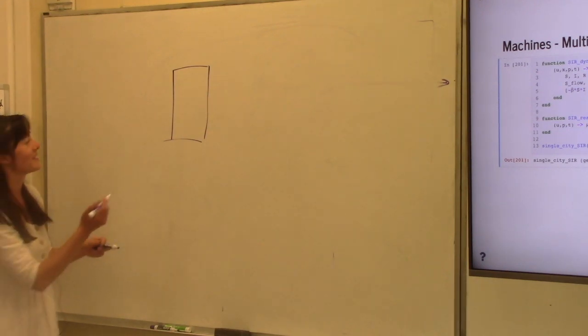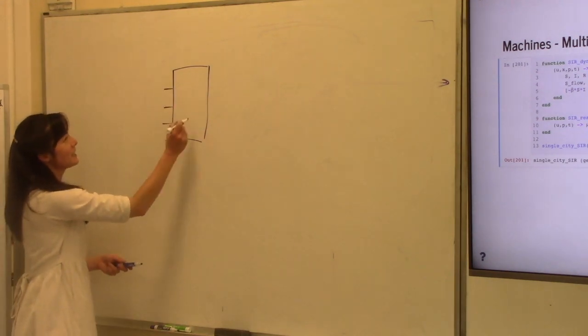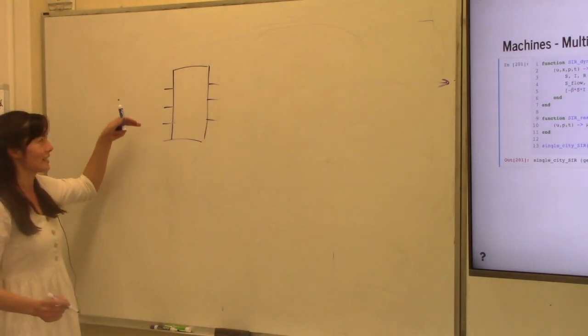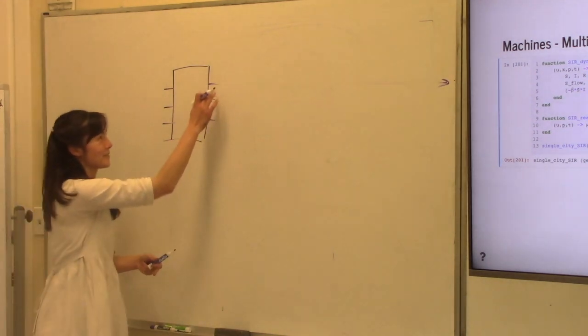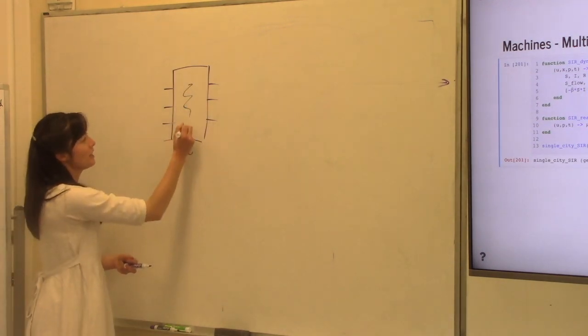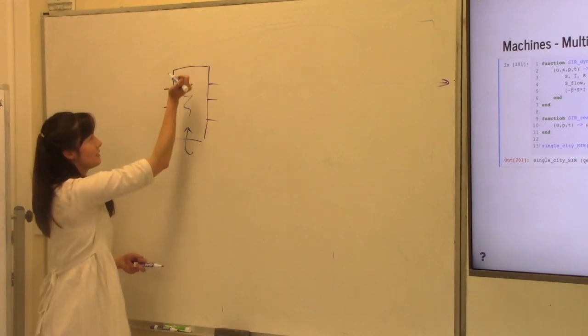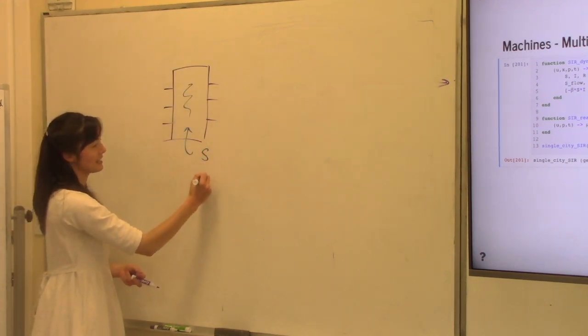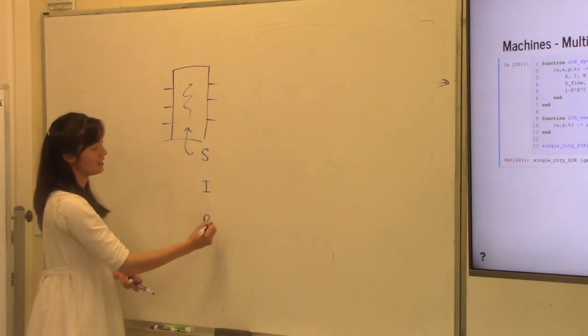OK, so we have a system. It has 3 inputs and 3 outputs. And I'm thinking of this as like susceptible, infected, and recovered people are coming in. Susceptible, infected, and recovered people are leaving. What am I going to fill it with? Unsurprisingly, I'm going to have 3 states. They're going to be S, I, and R.